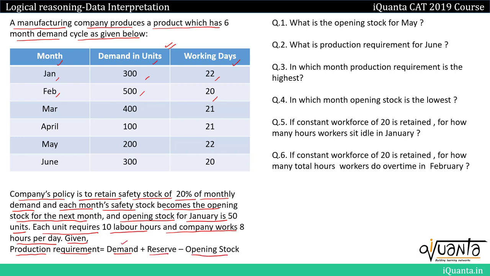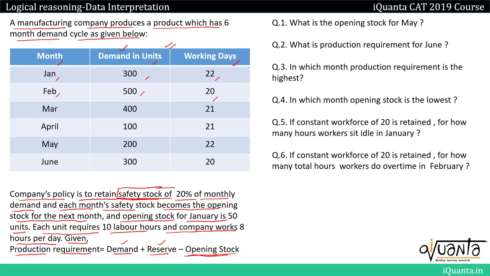So this demand is nothing but the demand in units per month. Reserve is nothing but the safety stock that we are talking about here, which is 20% of the monthly demand, and opening stock for January is 50 units. We'll calculate it for the rest of the months.